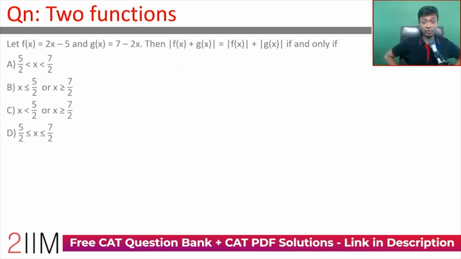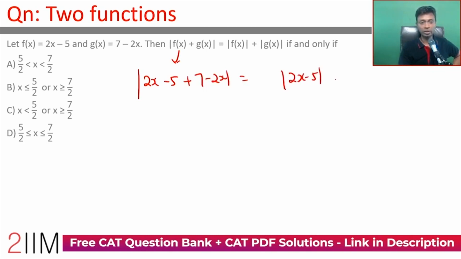Let F of x equal to 2x minus 5 and G of x equal to 7 minus 2x. Then modulus of F of x plus G of x equals modulus of F of x plus modulus of G of x, if and only if. So let's worry about this. This is easy to form. Modulus of 2x minus 5 plus 7 minus 2x equals modulus of 2x minus 5 plus modulus of 7 minus 2x. 2x minus 5 plus 7 minus 2x is modulus of 7 minus 5, which is mod 2, which is 2. Modulus of F of x plus G of x is 2. We need this to be 2.